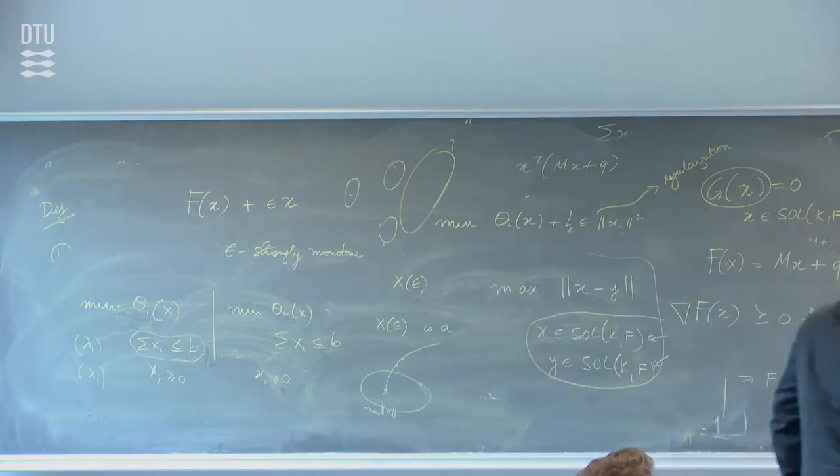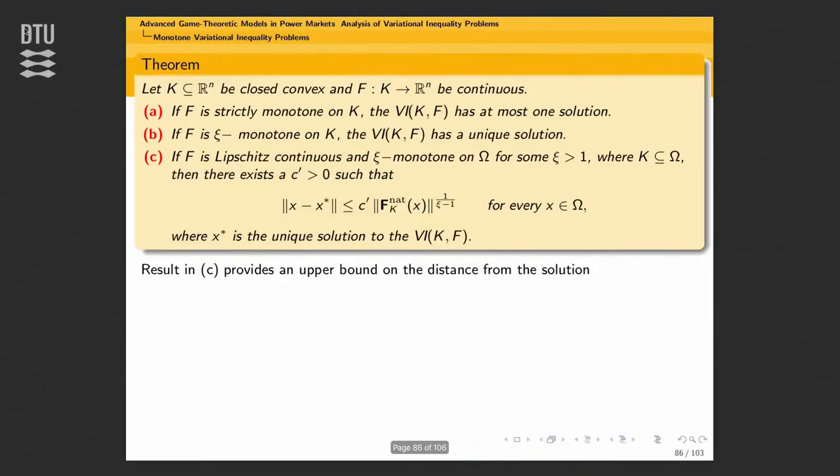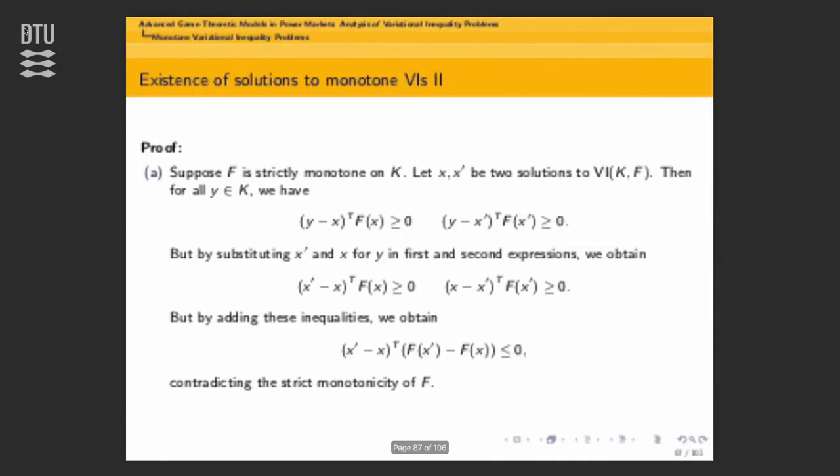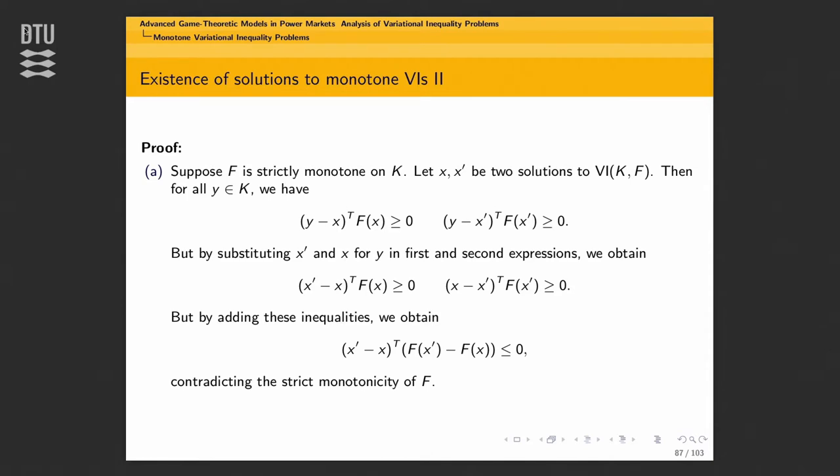So I want to just prove some of these. The first one is that if f is strictly monotone, then there's at most one solution. The way we usually prove this is to assume that there are multiple solutions. So start by assuming that there are two solutions, called x and x prime. Both of them satisfy the equilibrium relationship.